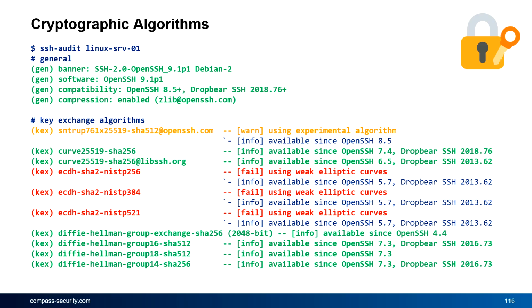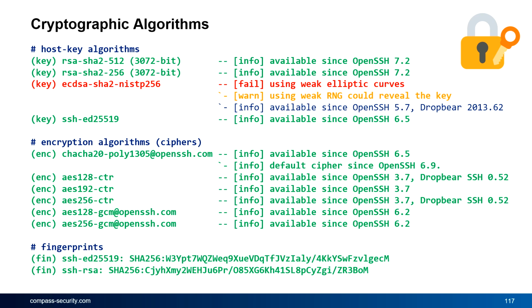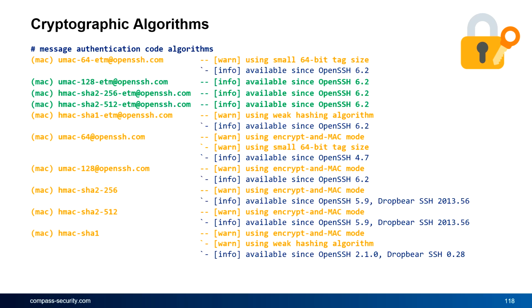This is how the SSH audit tool looks. You can just provide a host name, then you see some information about the host, and then the different algorithms that are used for the key exchange, and then you always see if this is considered secure or if this is a weak cipher, and so on. You see the same information for the host key algorithm, for the encryption algorithm, and also for the fingerprints of the host keys. And also the message authentication codes and so on.